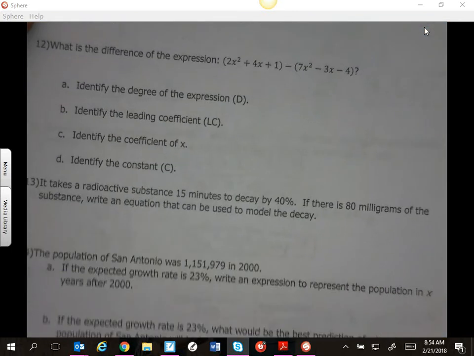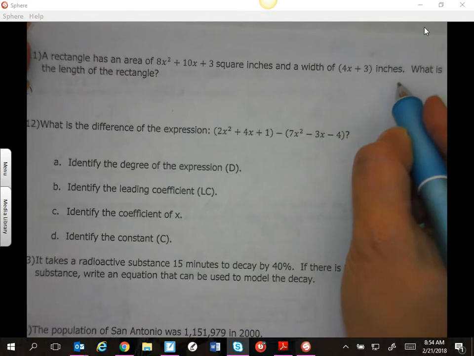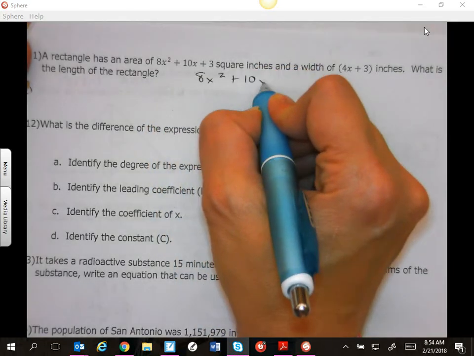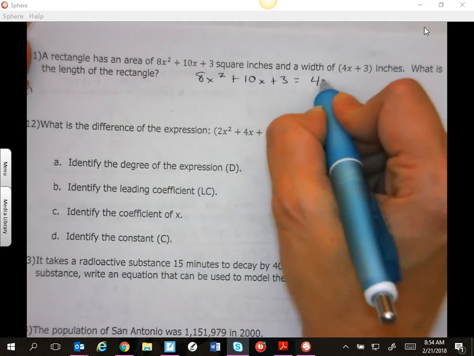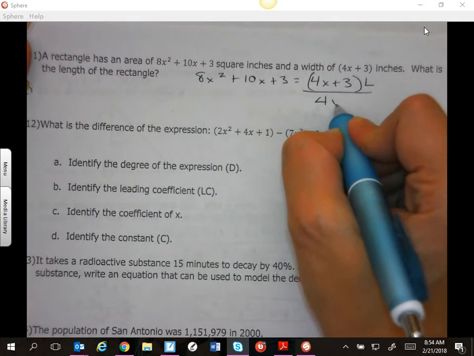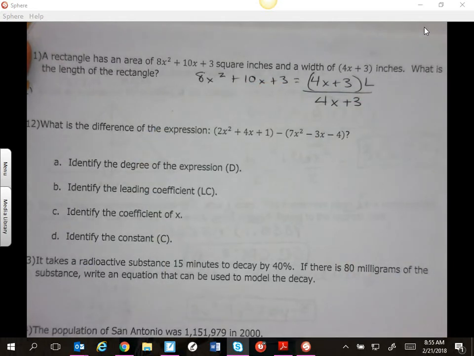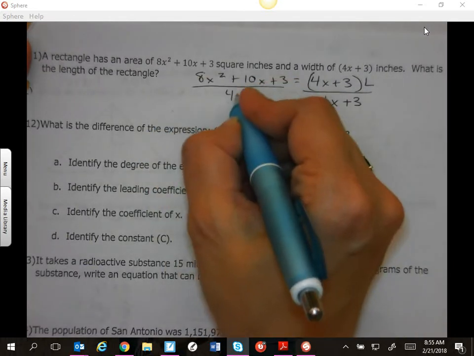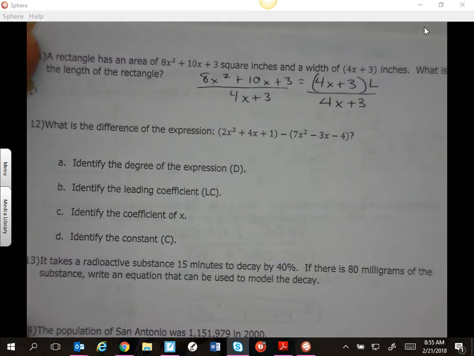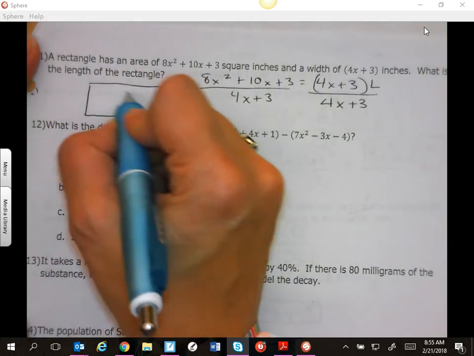A rectangle has an area of 8x squared plus 10x plus 3, and a width of 4x plus 3. What is the length? So we know that area is length times width. So 4x plus 3 times the length. So we're going to have to divide by 4x plus 3. But we haven't actually learned how to do that yet. So what you're going to have to do here is do the box backwards. You absolutely have to do the box here.